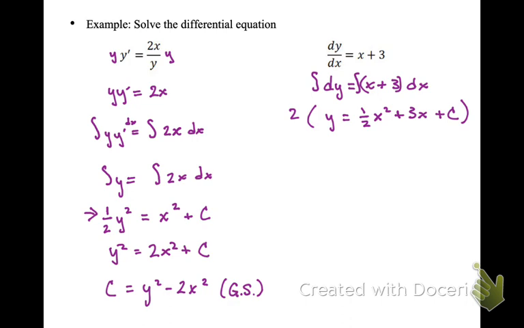Okay, so then that gives me 2y equals x squared plus 6x plus c. So c equals 2y minus x squared minus 6x. And that again is a GS, which is a general solution. You guys good with those? Okay.